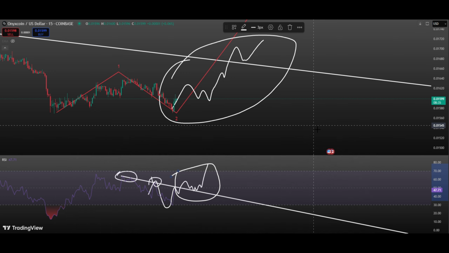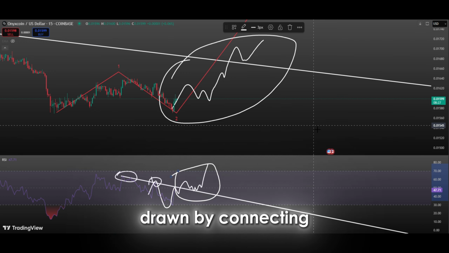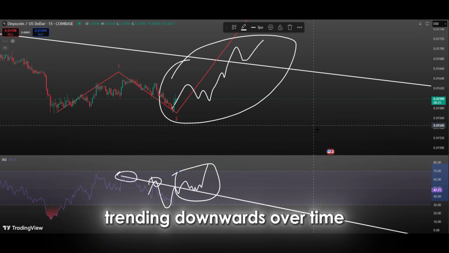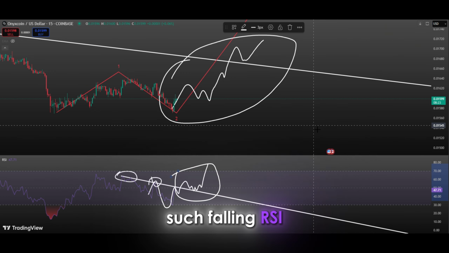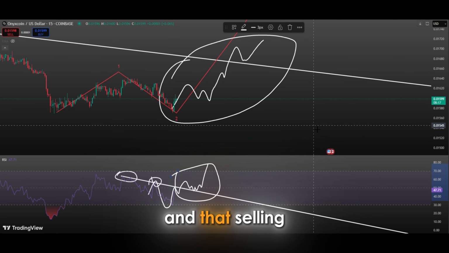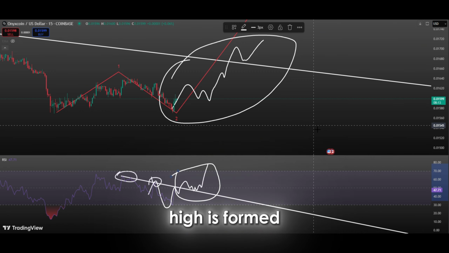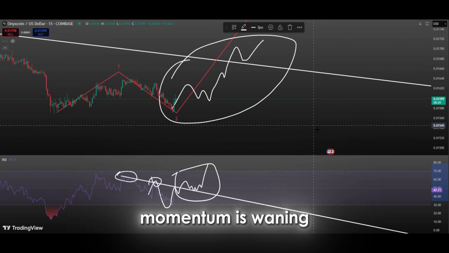At the moment, there is a distinct downtrend that is noticeable on the RSI indicator. This bearish channel or trend line is a pattern drawn by connecting the RSI's previous peaks and trending downwards over time. Such falling RSI trends, regardless of price action, can be a sign that the market is losing momentum, that buyers are weakening, and that selling pressure is dominating. When each new high is formed lower than the previous one, this indicates that momentum is waning and the market is in a clear lack of strength.